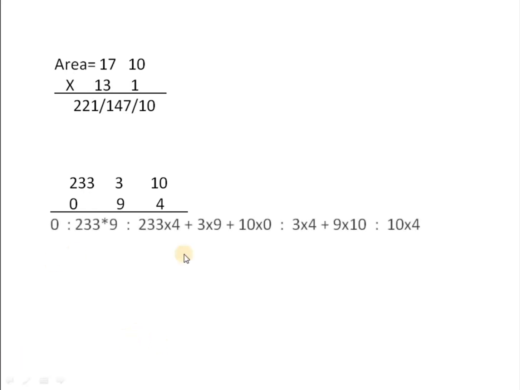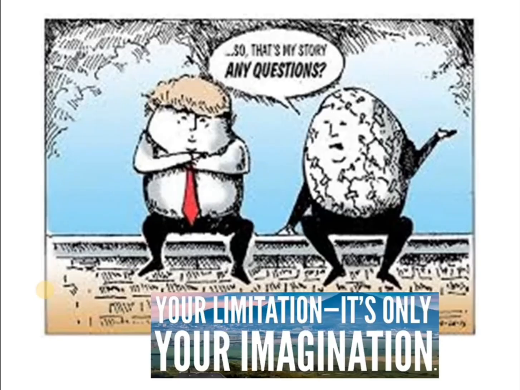So now we get these many terms here. 233 into 0, 233 into 9 plus 3 into 0. Plus 233 into 4 plus 3 into 9 plus 10 into 0, 3 into 4 plus 10 into 9, and 10 into 4. So we get all these terms and we get to simplify it now. So what do we get now? If you observe, we got the same algebraic equation coefficients that we have seen earlier. So now we simplify in the same way by doing some mental math, and we arrive at the same answer.